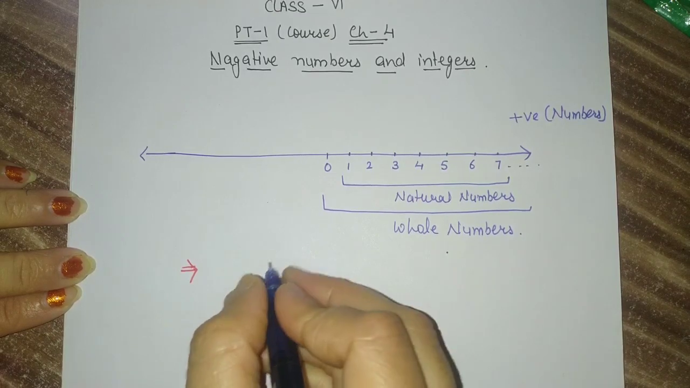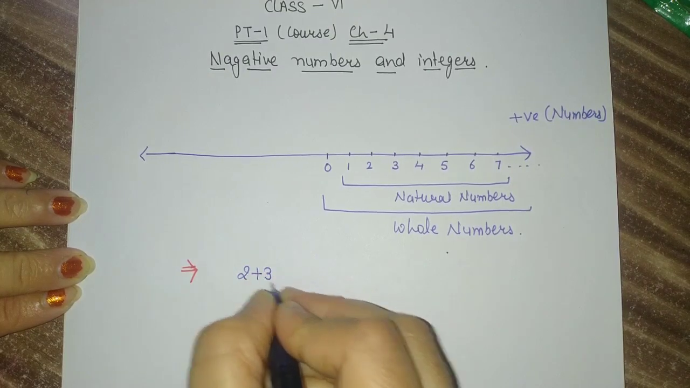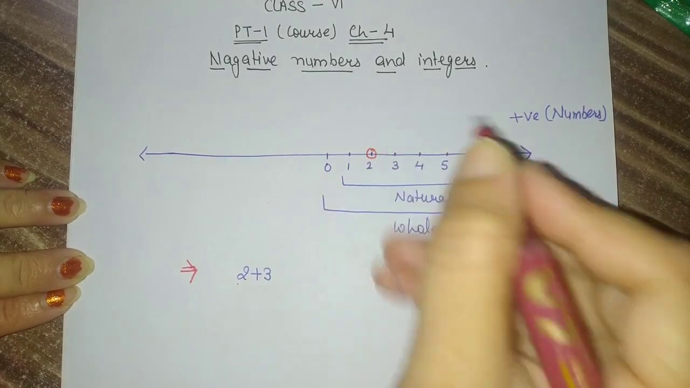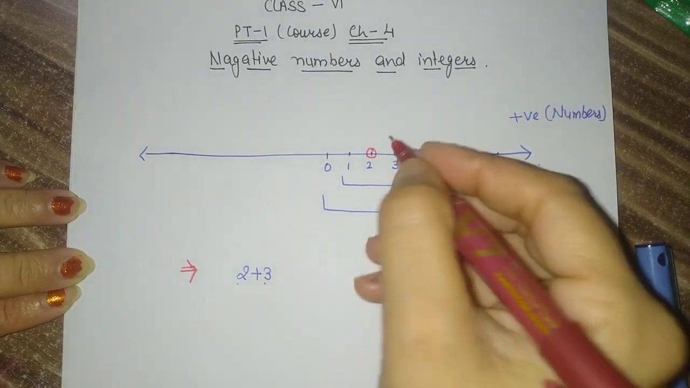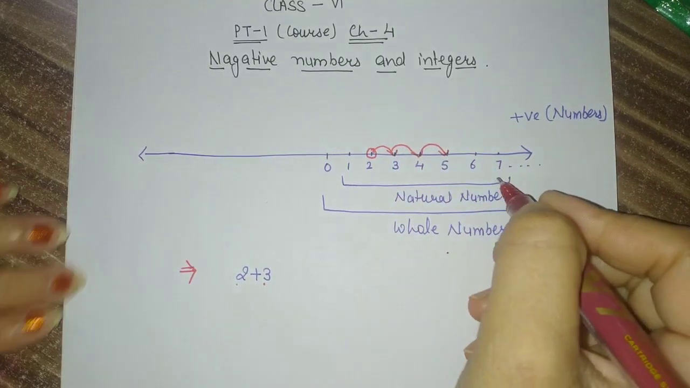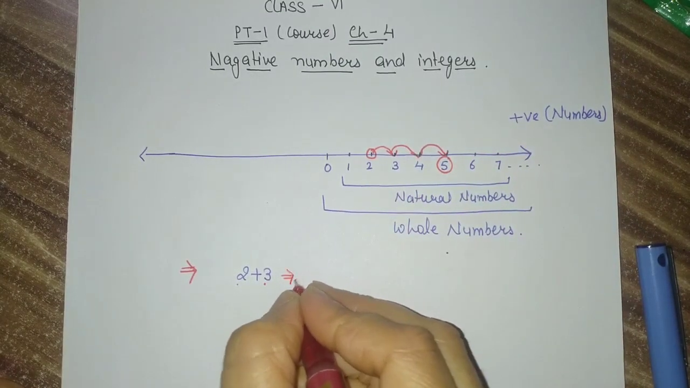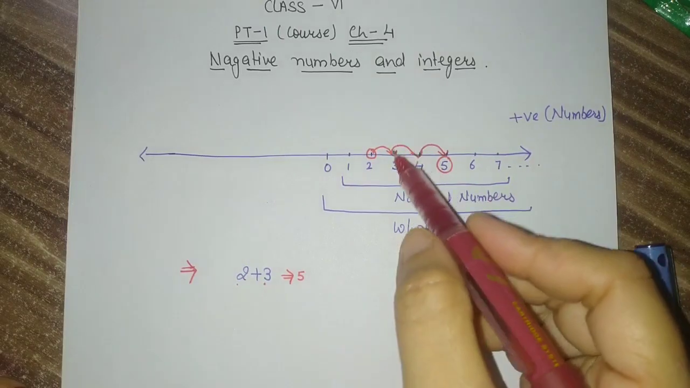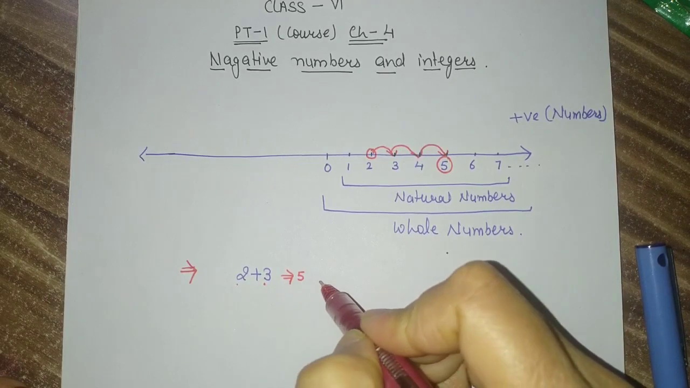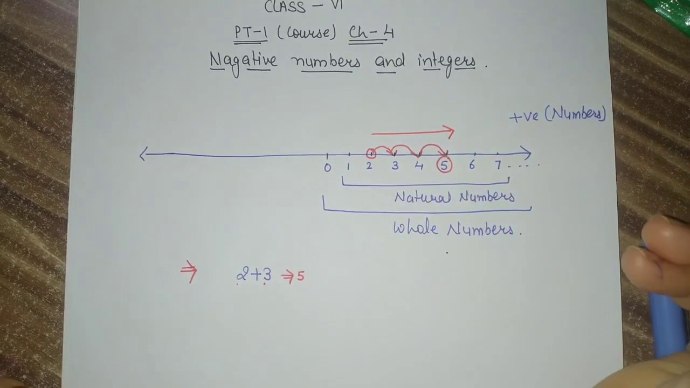If I have to represent the addition 2 plus 3 on the number line, how do I represent it? I will start from 2, and how many steps do I have to take? 3. So 1, 2 and 3. I took 3 steps, then I reached the number 5. That is my answer. In this operation, I took the addition 2 plus 3, that is 5, and to do the addition, we move towards the right side.